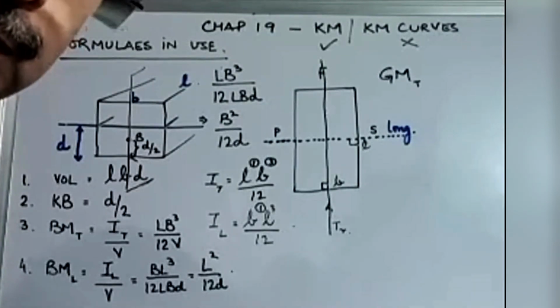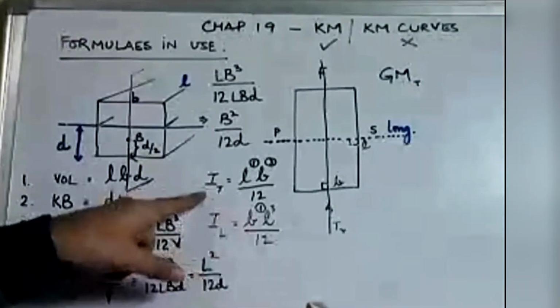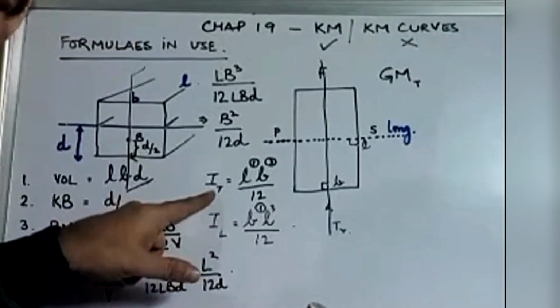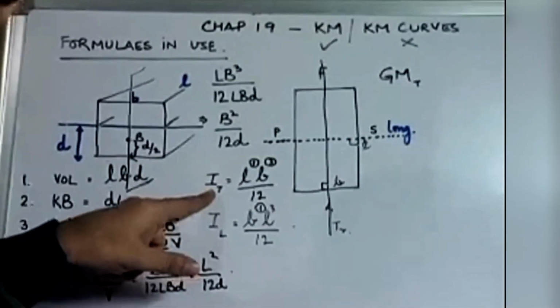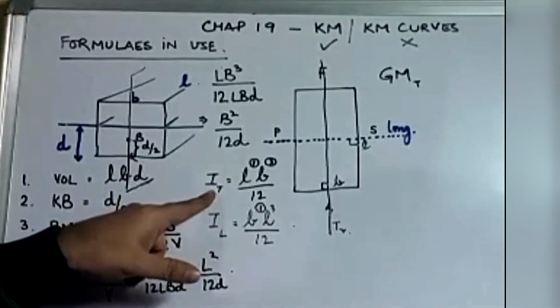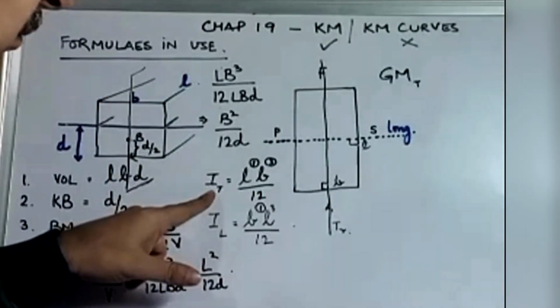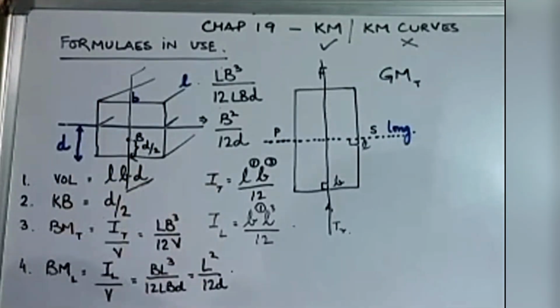Similarly, free surface effect, I D I by W. Which moment of inertia to use? T is silent. IT. Transverse. Because connected with rolling. Connected transverse with stability, transverse stability. So IT. That's the connection between them.